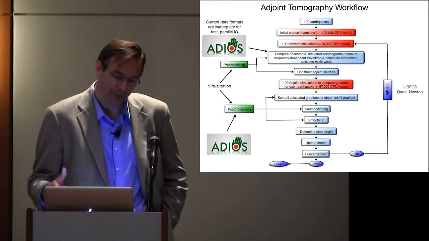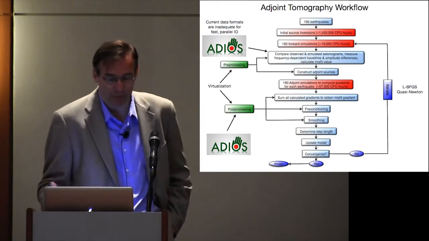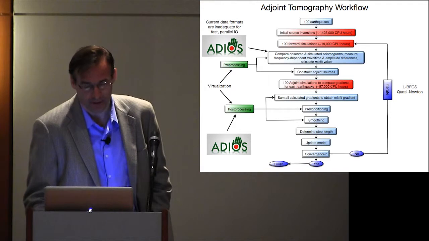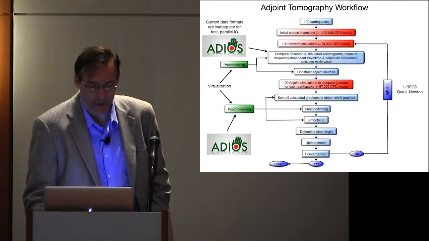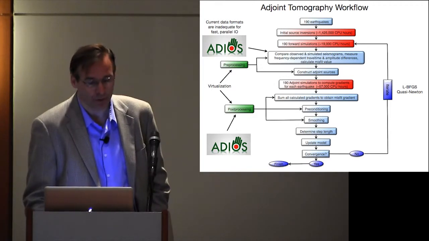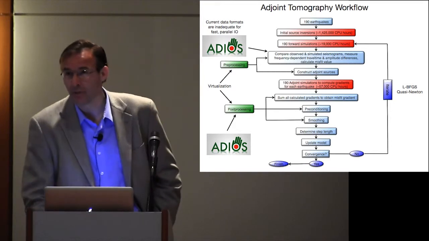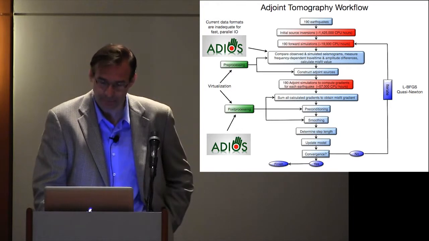When you're done, you sum the gradients, one gradient for each earthquake, and then you might do some preconditioning and smoothing as part of the post-processing process. You determine a step length, you update your model, and you repeat. So there's virtualization in the green boxes when you do the pre-processing and the post-processing, and we iterate. Typically, we use some sort of a quasi-Newton method, perhaps LBFGS.